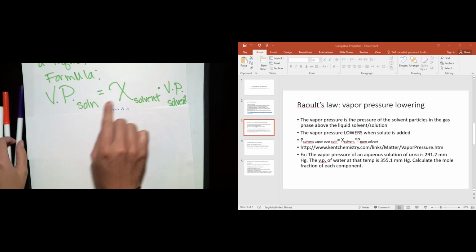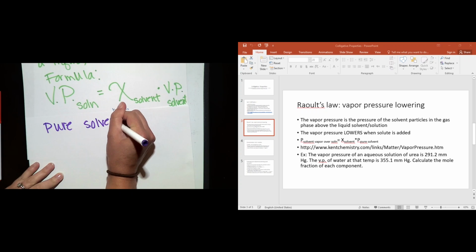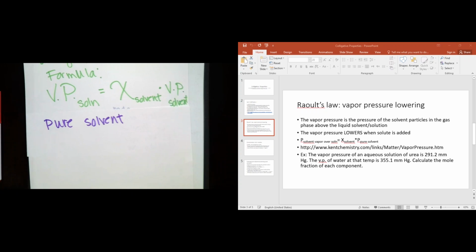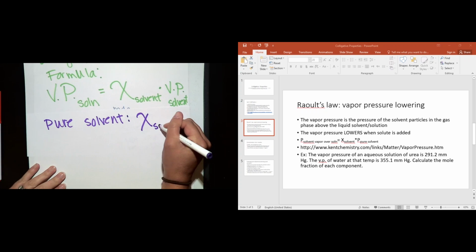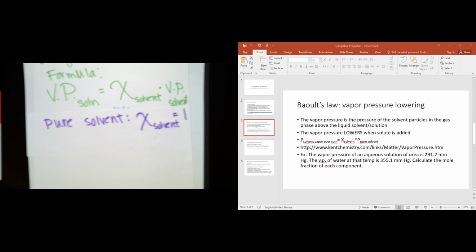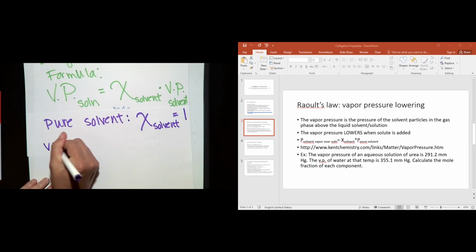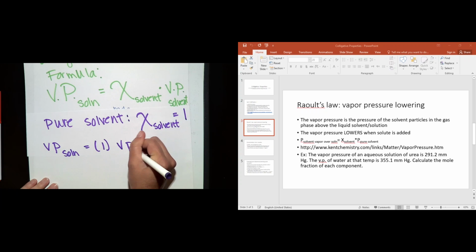So if this is pure solvent, no impurities, whether it's water or hexanes or methanol or ethanol, pure solvent has a mole fraction of the solvent equal to 1, meaning 100% solvent. So the vapor pressure of the solution is the same as the vapor pressure of the pure solvent. If my solution is pure solvent, then the vapor pressures of the solution and the solvent are the same. The mole fraction is 1.